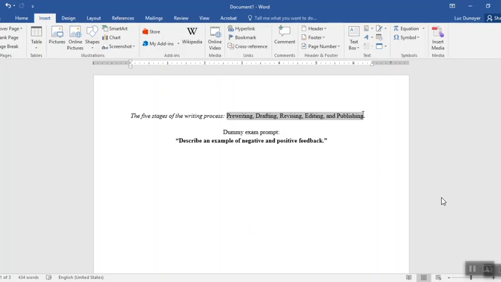Okay, so that's the writing process here. So you have 5 steps. It's all about the pre-writing, drafting, revising, editing, and publishing.